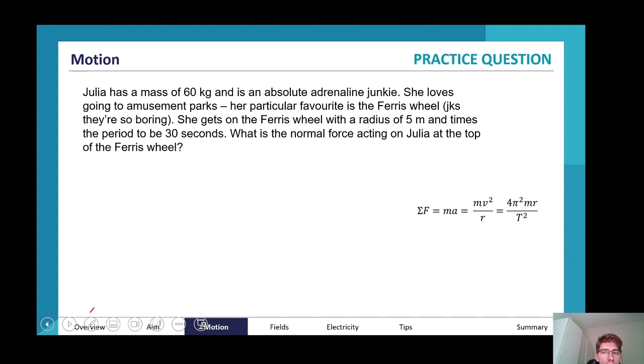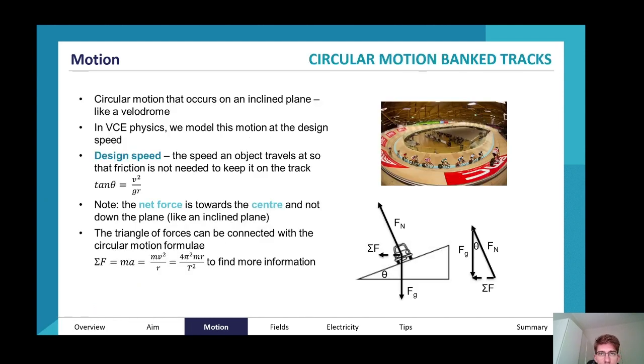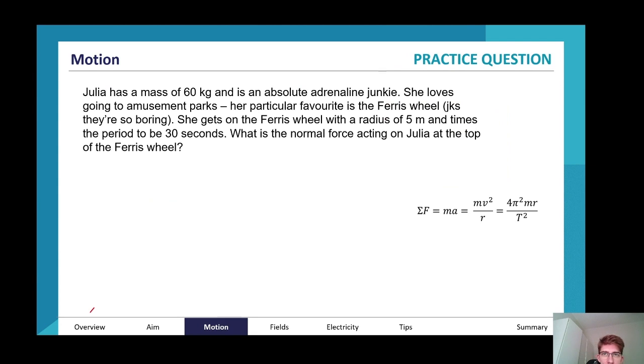So let's go. So she's at the top of a Ferris wheel. The radius is 5 meters, right? What is the normal force on Julia at the top? There's a normal force that goes upwards, there's a weight force that goes down, and there is a net force, right?